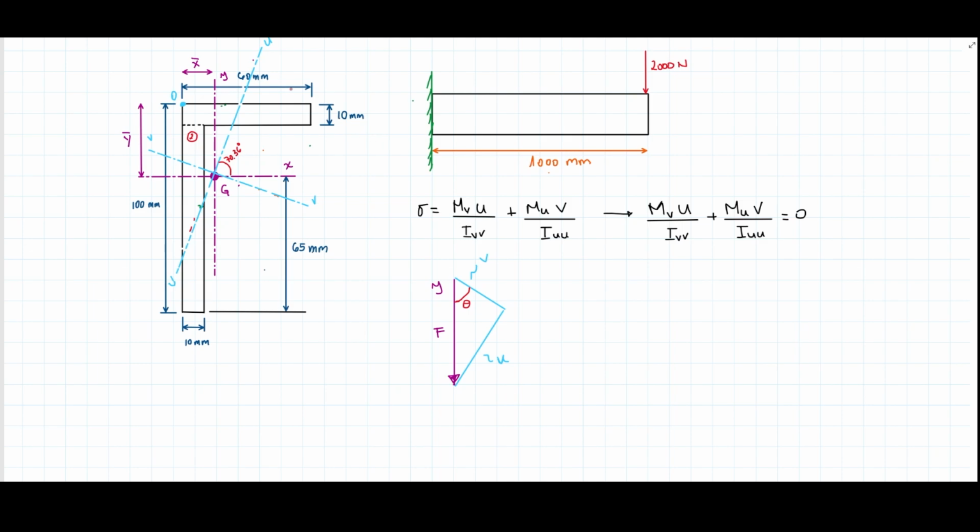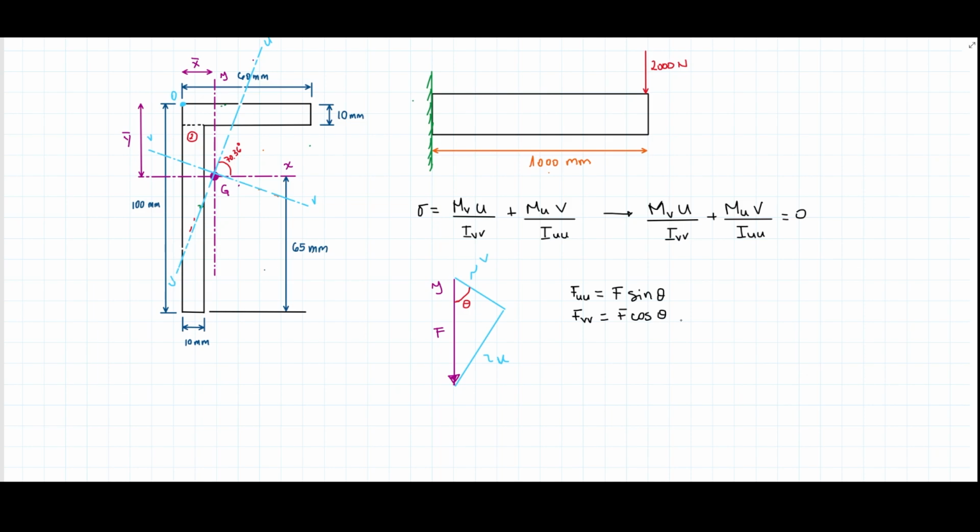So the projection of F, let me pick a color here, onto the UU axis is equal to what? It's equal to F sine of theta. The projection of F onto the VV axis is this one here. Great. And we said that this is passing through the centroid of the section. So this is a very nice application here.